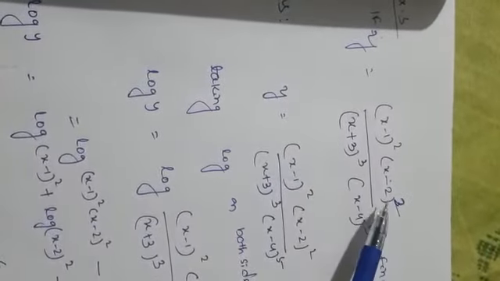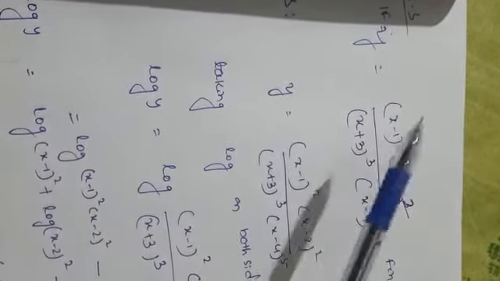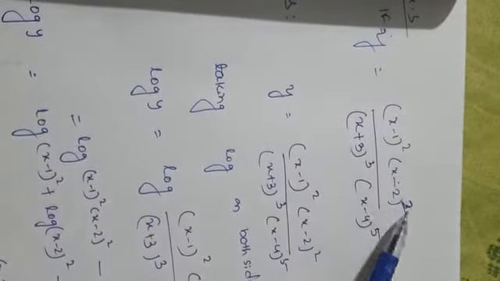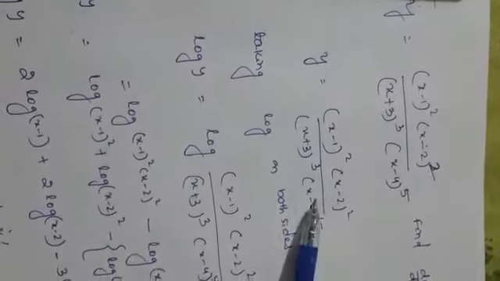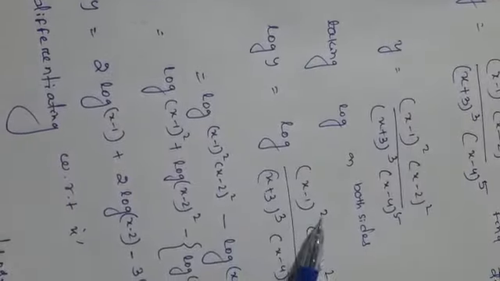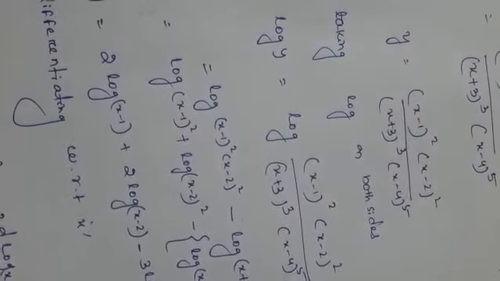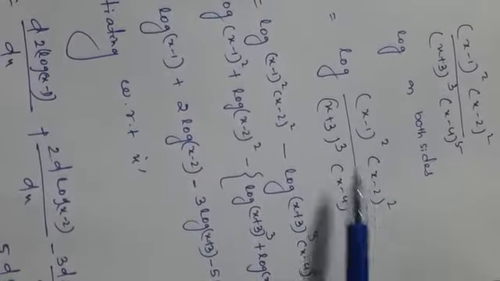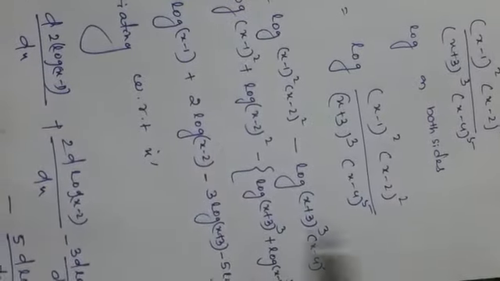For these types of problems you can also apply the u by v rule, but that will be very complicated. Now y equals x minus 1 whole square, x minus 2 whole square, x plus 3 whole cube, x minus 4 whole power 5. So taking log on both the sides, see how the problem will be solved easily. Log y equals log of x minus 1 whole square, x minus 2 whole square, divided by x plus 3 whole cube, x minus 4 whole 5. Look at the right hand side, how it is simplified. Log m divided by n, so what is the formula? Log m minus log n.